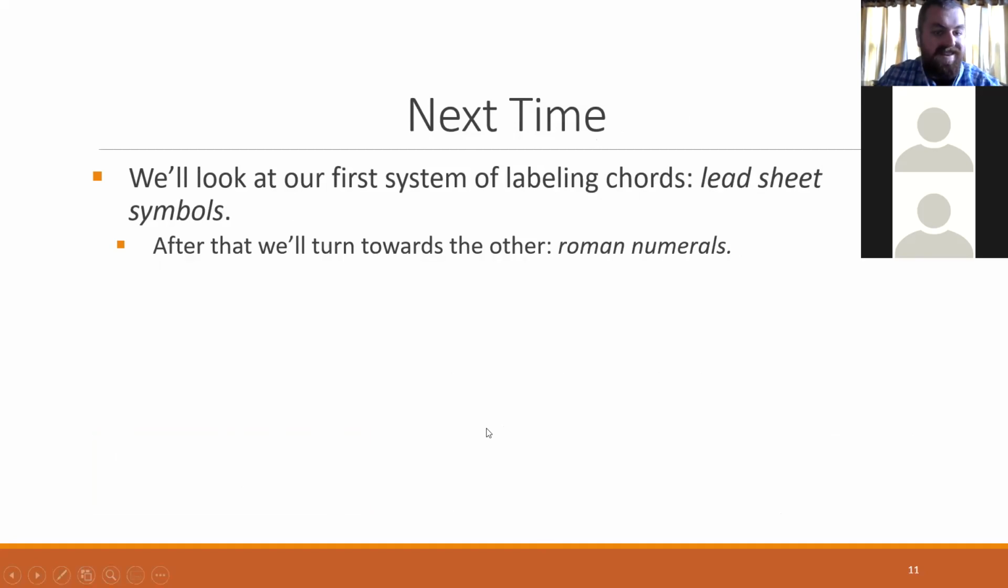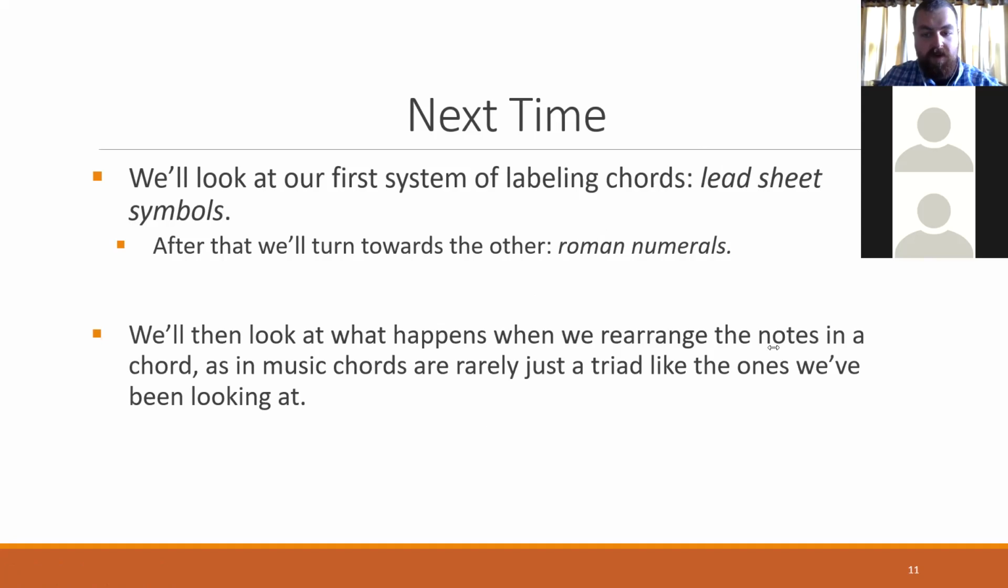After that, we'll look at another way that we think of chords, which is called, well, Roman numerals are just a thing, but we use Roman numerals in a very specific way in music theory and in just music performance and analysis and whatever. So we'll talk about both of these. And then after that, we'll look at what happens when we rearrange the notes in the chord. So as you know, in music, chords are rarely just a triad like the ones we've been looking at. So we'll also involve minor throughout this process as well.